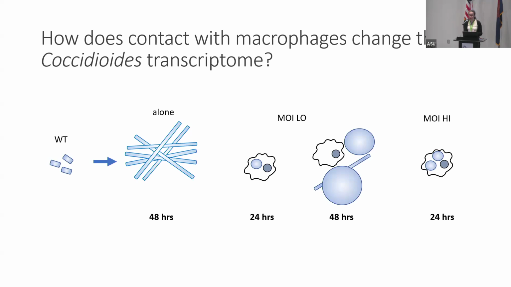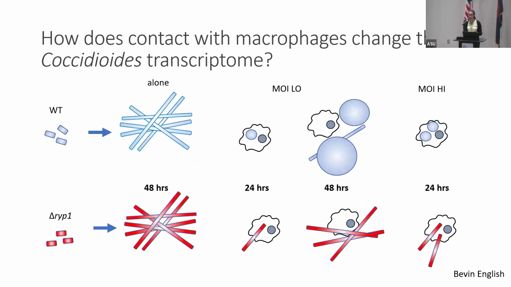And we chose to use a mutant that we have in the lab, which was described by Dr. Homer, RIP1, which can't make spherules. And what this allows us to do is to get a sense of how Cocci is responding and what are some responses that might be due to this important transcription factor, but also because it can't make spherules, we're able to see that spherule associated signal. And this really gives us a sign of what's happening in response to macrophages.